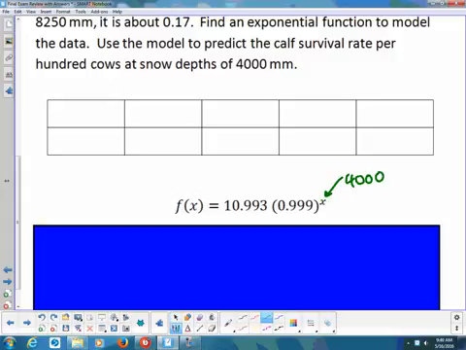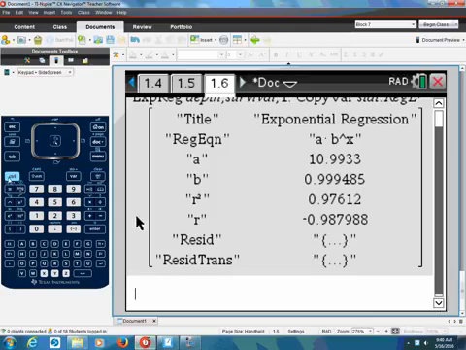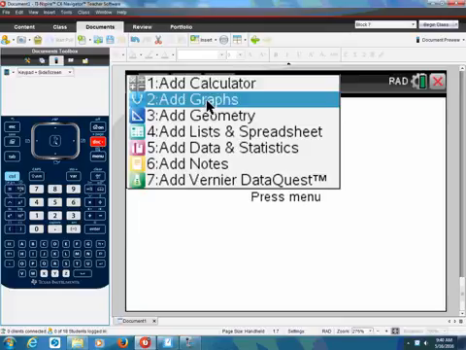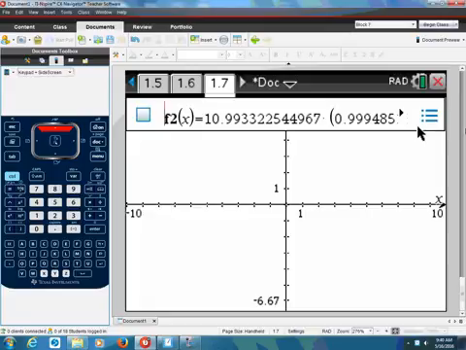because x is our depth, y is our f of x, our survival rate, or in case you've never used the trace feature on your calculator, let me show you how that works. So I'm going to add another page. I'm going to add a graphs page. Remember I said it stored it in F2, so I'm going to do an up click to see my function. There it is, F2. I push enter.